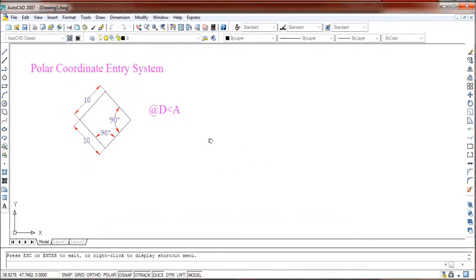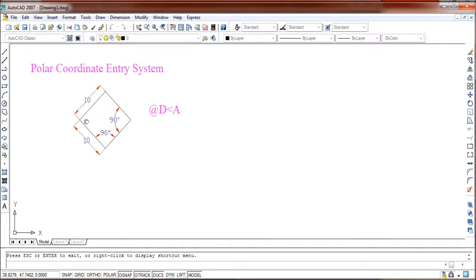So the third coordinate entry system is called the polar coordinate entry system. In the polar coordinate entry system, we have to specify distance and angle. In this case, we don't specify the x and y values. We simply specify distance and angle, preceded by the @ sign, because this measurement is also taken relatively from the last point, which is similar to the relative coordinate entry system.